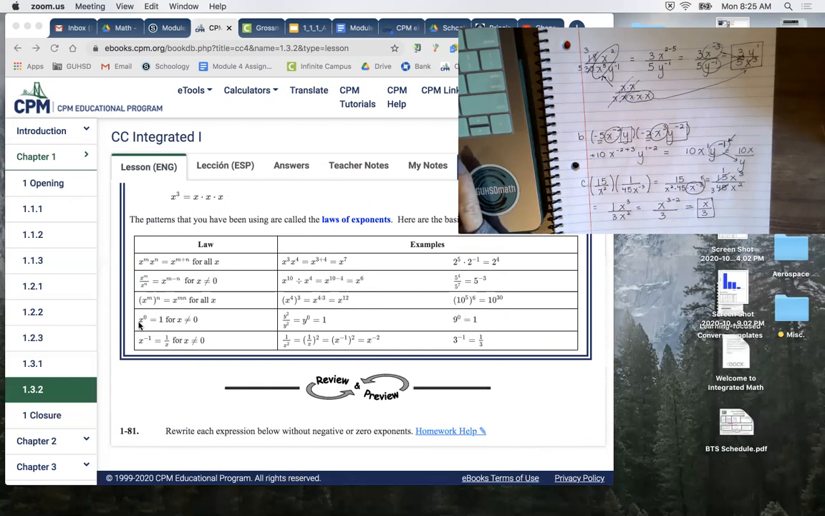We even talked about any number to the 0 power is going to be equal to 1. That will always be the case. That doesn't work for when x equals 0, but I'm going to kind of shy away from that.